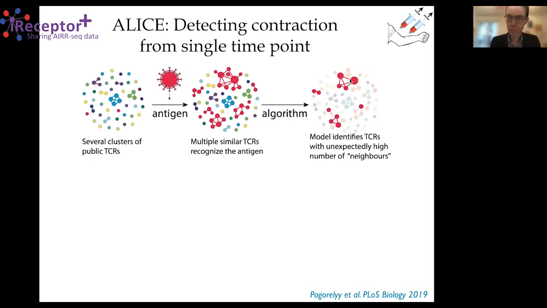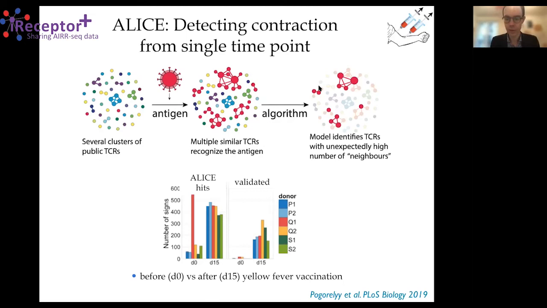That way you can actually get some hits. The algorithm is called ALICE, and we call those ALICE hits. These ALICE hits are presumed candidates for specificity to the disease that affected that person when we took the repertoire of that donor. I'm not going to show you data for SARS-CoV-2, but instead the previous study we did on vaccination with the yellow fever vaccine, which is a model for an acute infectious immune response.